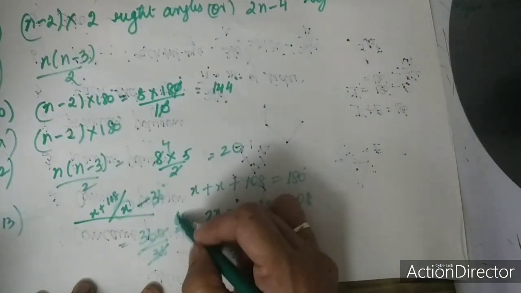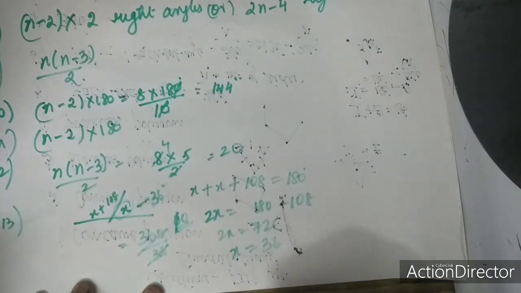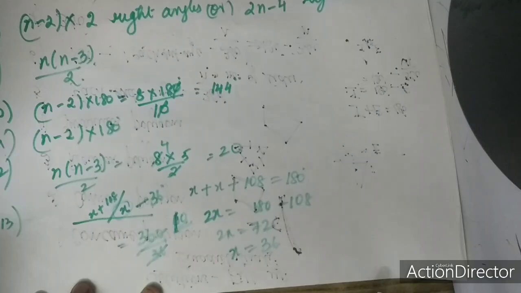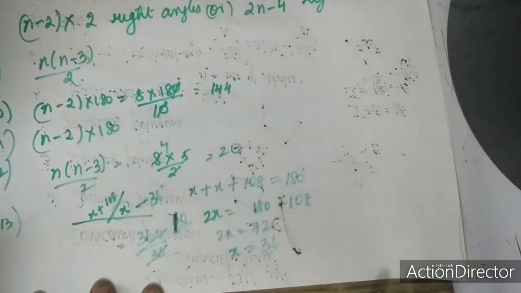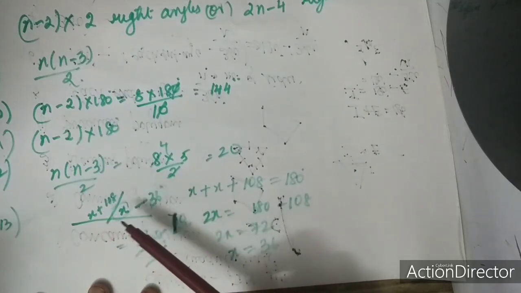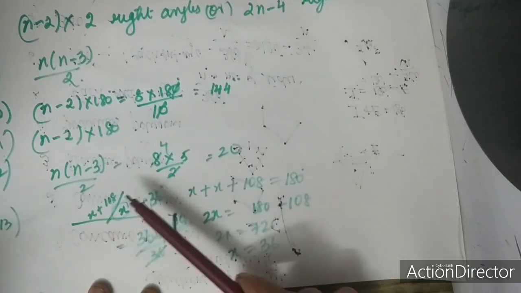Sorry, 10. The number of sides is 10 over here. So what is the number of sides of this polygon? I'll explain this question once again. The interior angle exceeds the exterior angle by 108.